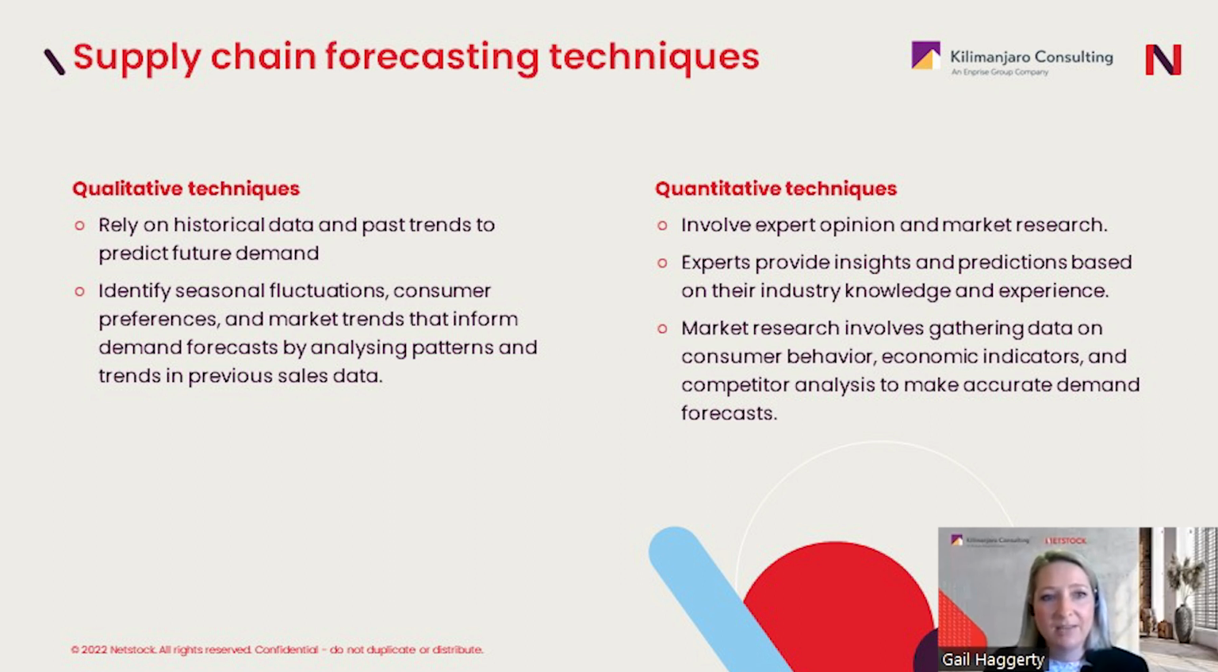So how can we improve supply chain forecasting? We can use qualitative techniques. We can rely on historical data and past trends to predict future demand. And that's the basis of what all statistical forecasting is: to look at the history that's provided from your sales. We can then identify seasonal fluctuations, consumer preferences, and market trends that inform demand forecasts by analysing patterns and trends in previous sales data.